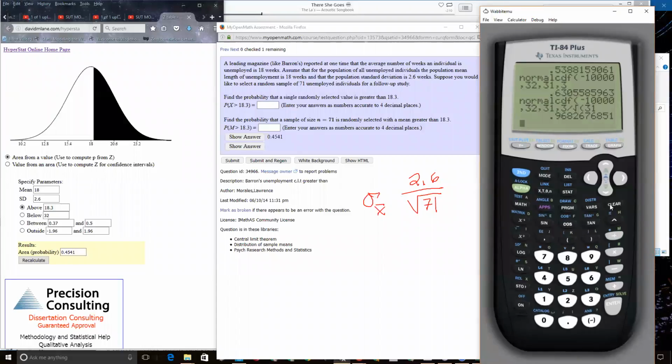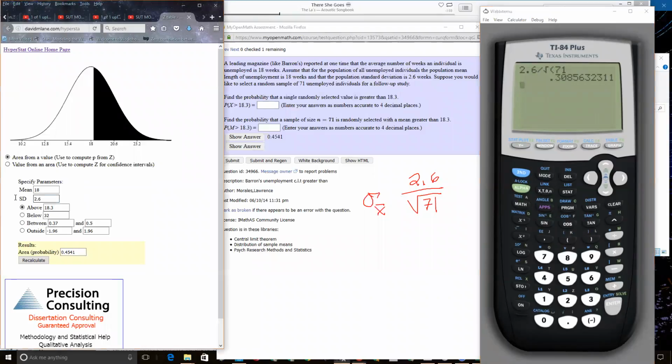So 2.6 divided by the square root of 71. That's my standard deviation for this sampling distribution. We know the mean is the same as the population mean, so the mean of all the samples of the same size, in this case 71, will be the mean of the population, which is 18, and then the standard deviation is a little bit smaller than the population. Actually, it's quite a bit smaller, isn't it?